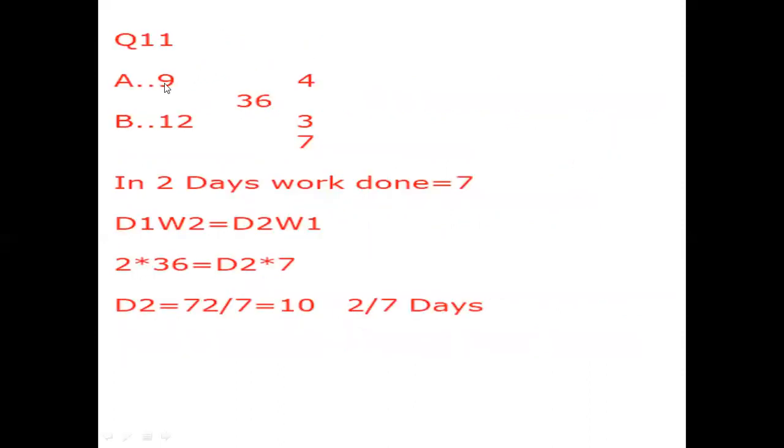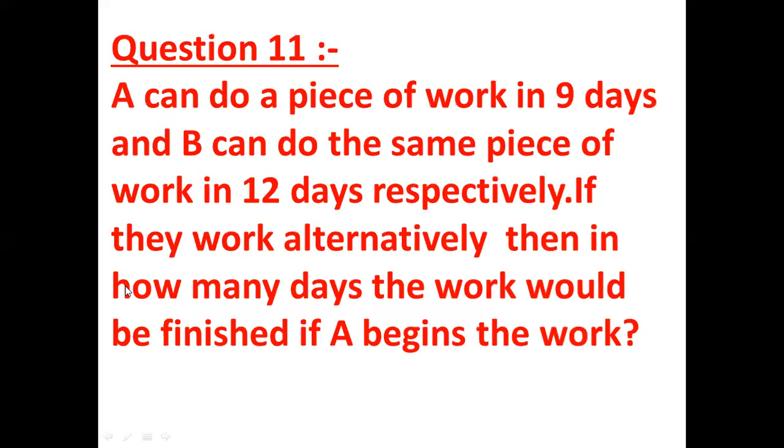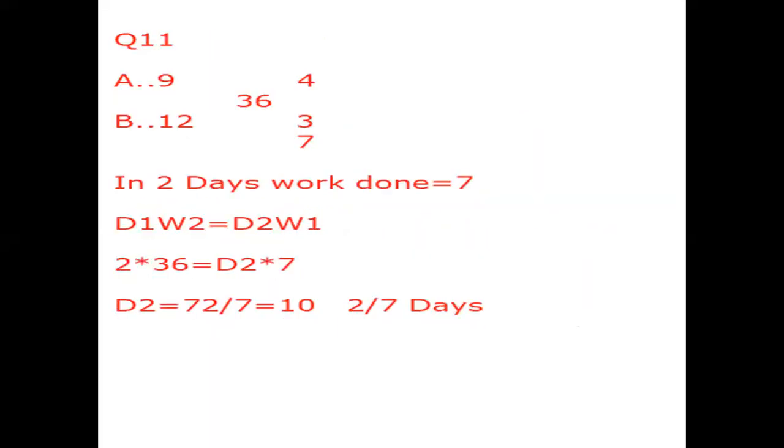Like initially A can do the work in 9 days, B in 12. Step number 1, take the LCM of 9 and 12. You get 36. Divide 36 by 9, you get 4. Divide 36 by 12, you get 3. The total efficiency is 7. So in 2 days the total efficiency is 7. Use this formula D1 W2 equals D2 W1. What exactly do you have to find? How many days the work will be finished if A begins the work?